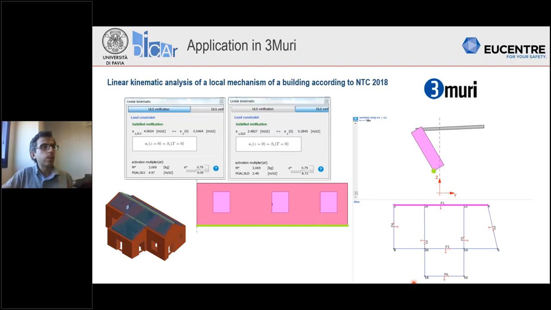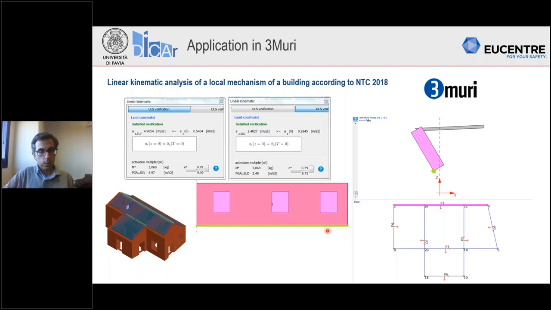Also, in the case of the verification of the out-of-plane mechanism, the software Tremuri is able to perform this verification in terms of the linear kinematic analysis. Here you can see again a very simple building. Let's imagine that we want to check the out-of-plane behavior of this wall, which is that one in a plan view. Now here you can see the facade that we want to check.